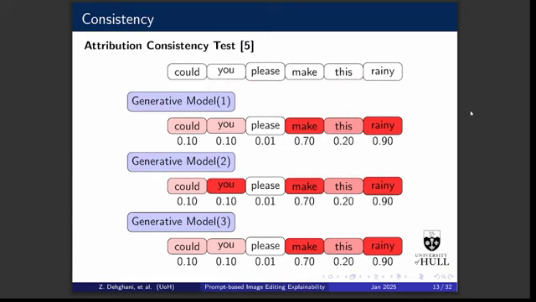For the consistency measure, we ran our model multiple times with the same input instruction, for example, 'Could you please make this rainy?', 3 times or more, and analyzed the attributions generated in each run. As shown in this attribution consistency test, the generative model consistently assigned similar importance scores to keywords like make and rainy across all 3 runs.